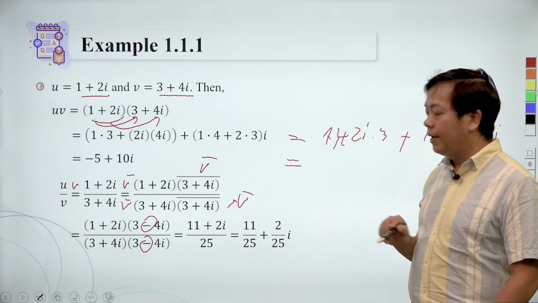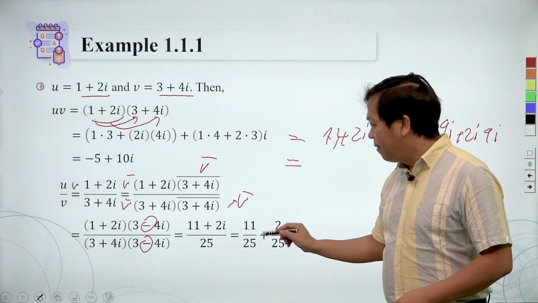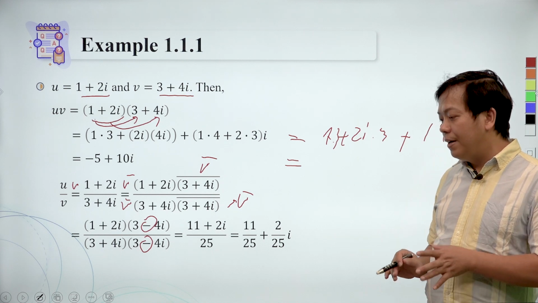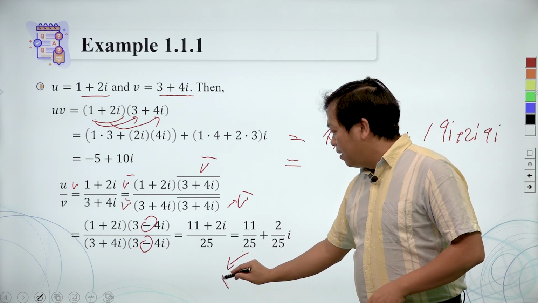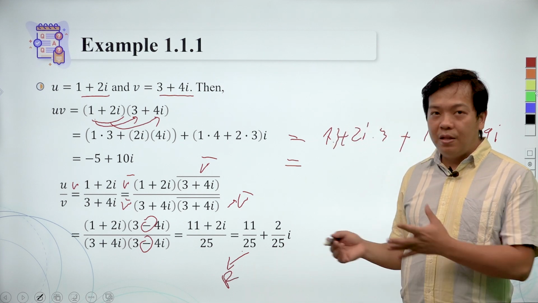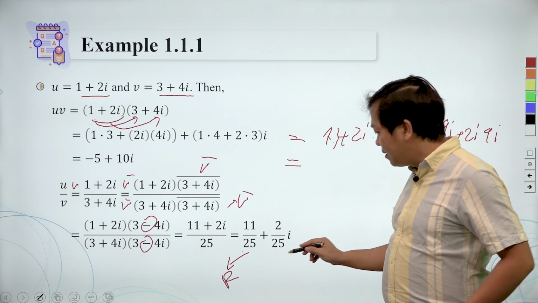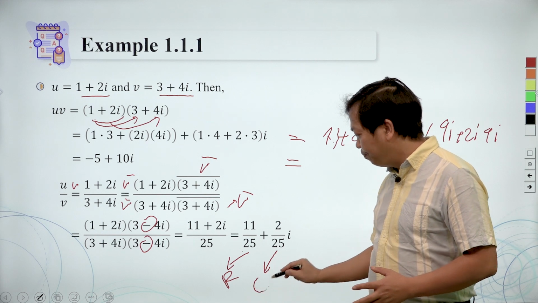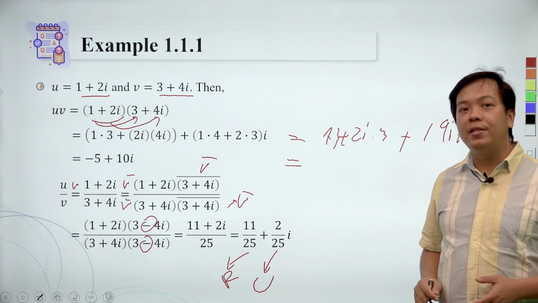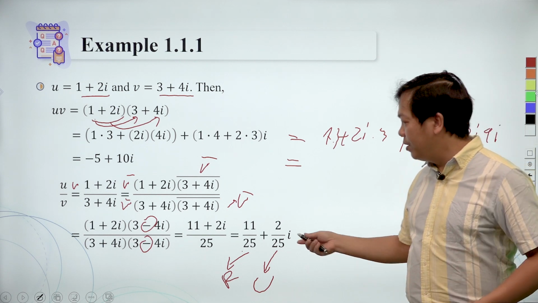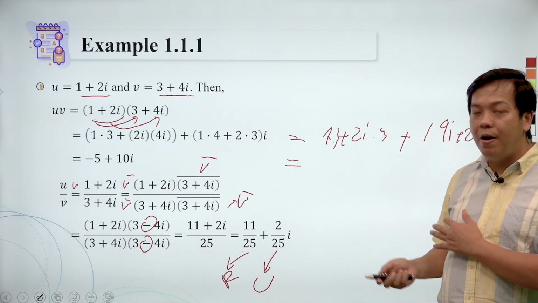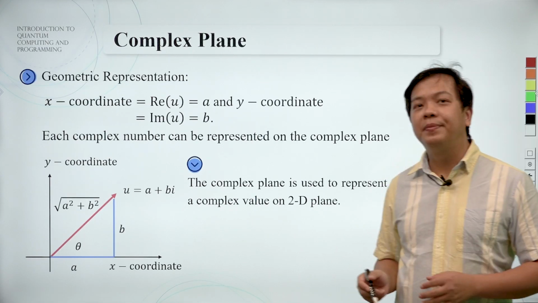After we multiply these two values, remember when we multiply or divide, we only need to split the value. The first is the real part, and the other is the complex number. Remember, we need to transfer to two parts.